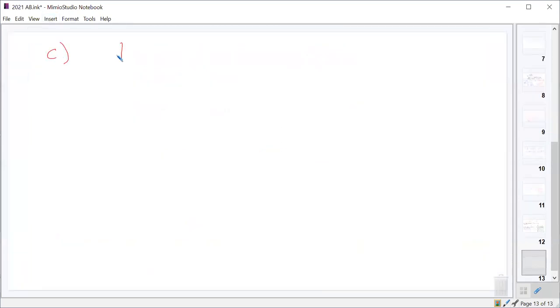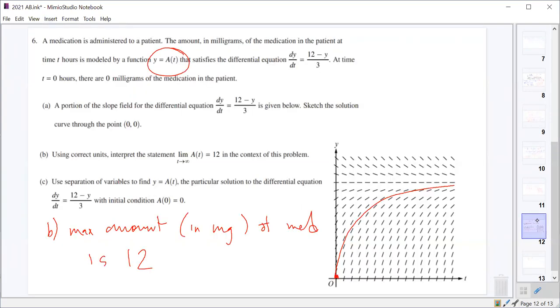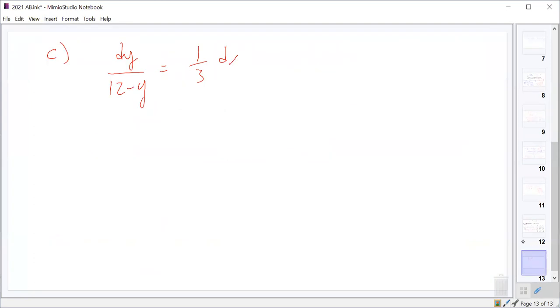Part C, separate the variables. So we have dy over 12 minus y equals 1/3 dt. It was not dx, was it? It was dt. There was y though, right? Oh, good. All right, everybody good with the separation of the variables?